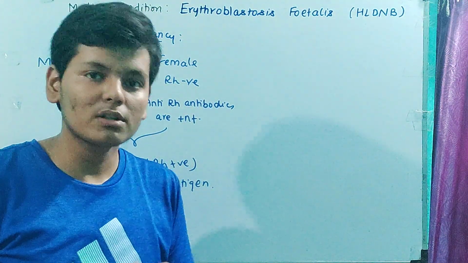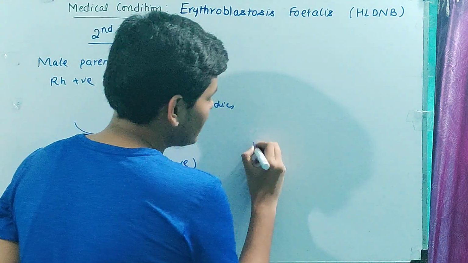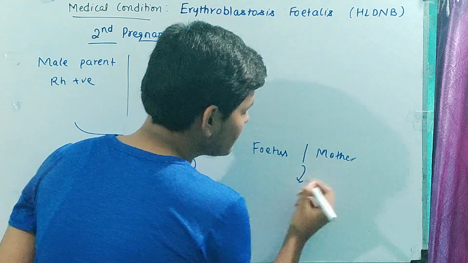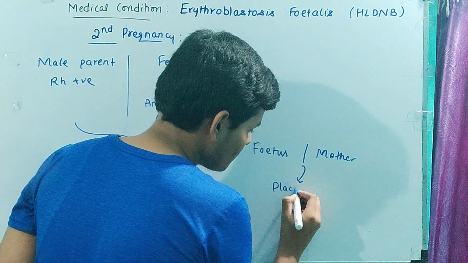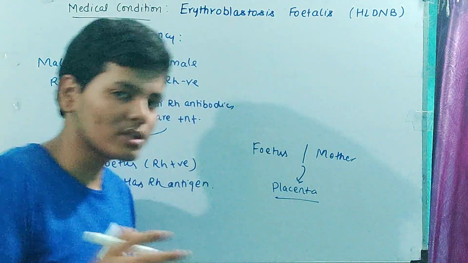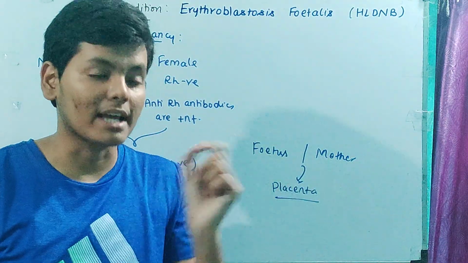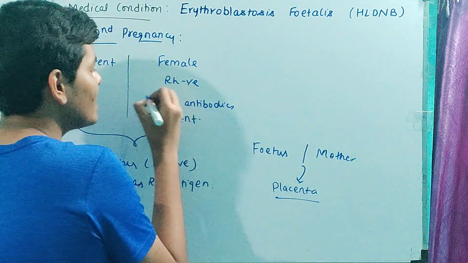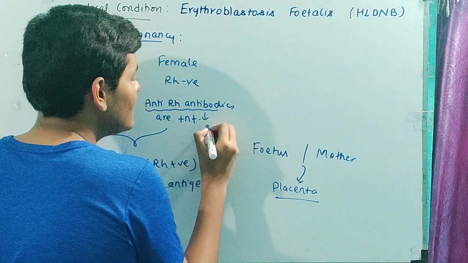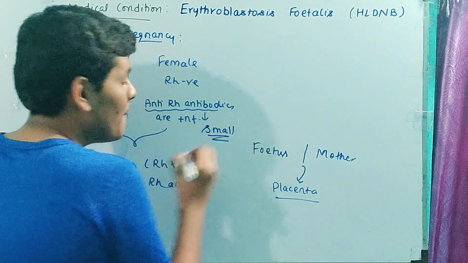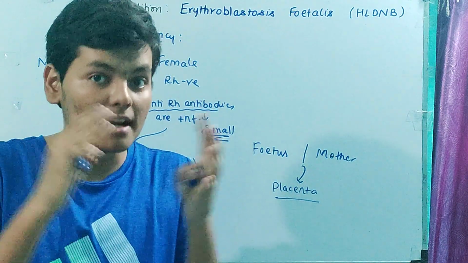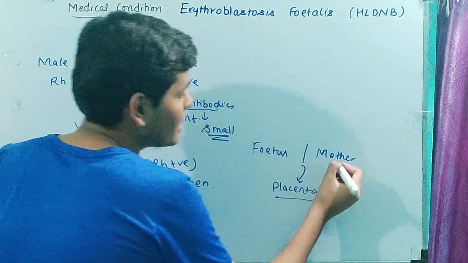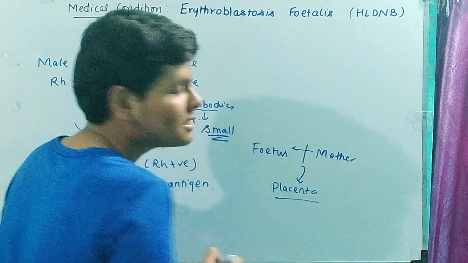We have learned about the concept of the placenta: this is the fetus body and this is the mother's blood, separated by the placenta. The placenta does not allow the intermixing of blood, but it does allow the exchange of pore particles, gaseous and minute particles. Now these anti-RH antibodies are very small, but the anti-A or anti-B are large size antibodies, and these are small size antibodies. These small size antibodies can transfer through the placenta and reach the fetus.